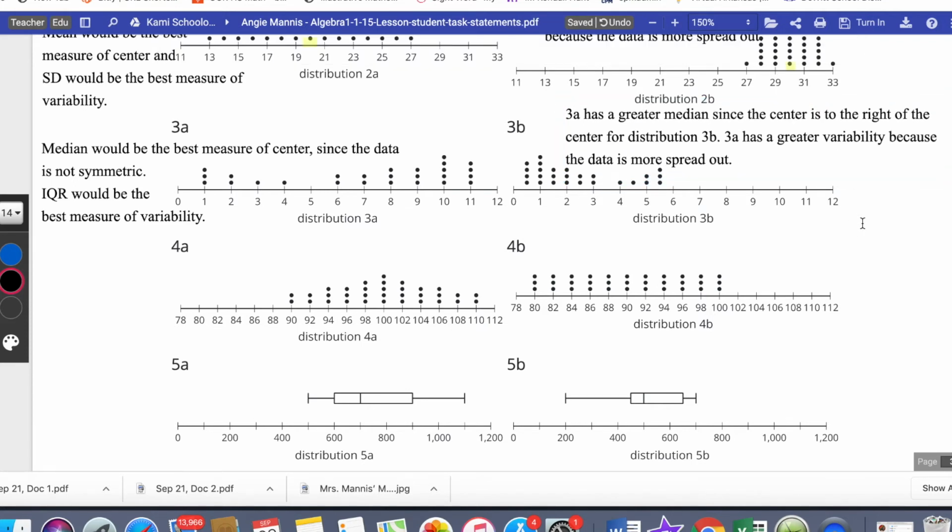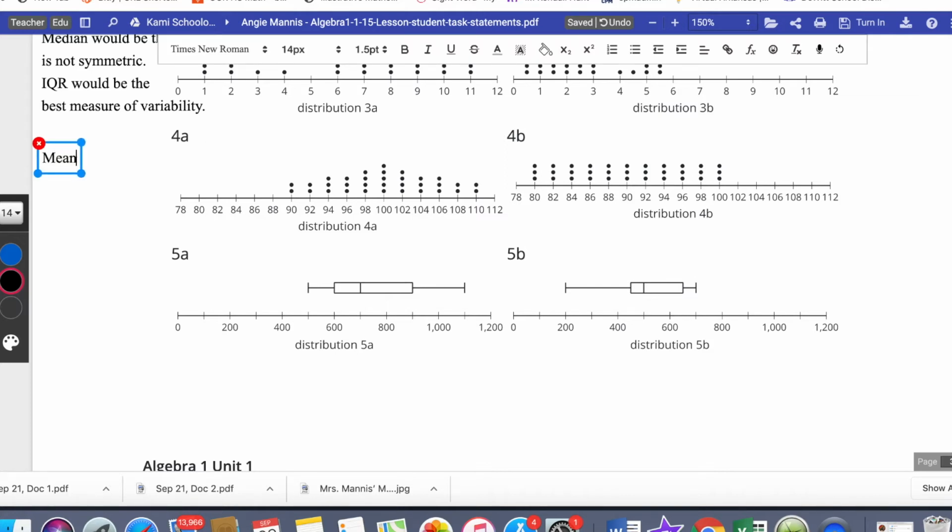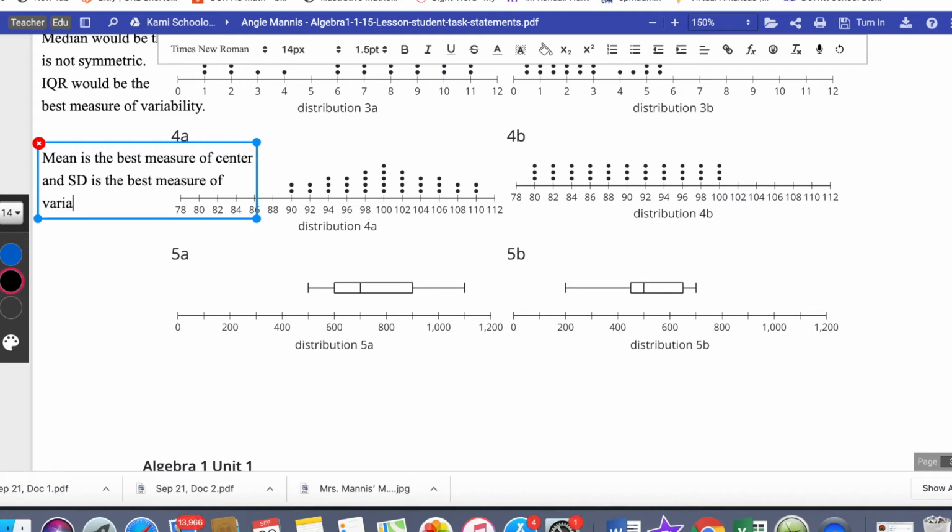Okay, all right, looking at 4A and 4B. These are both symmetric. We have a bell shape and a uniform, so both of them are symmetric. Remember, for symmetric data distributions, mean is the best measure of center, and standard deviation is the best measure of variability since the distributions are symmetric.